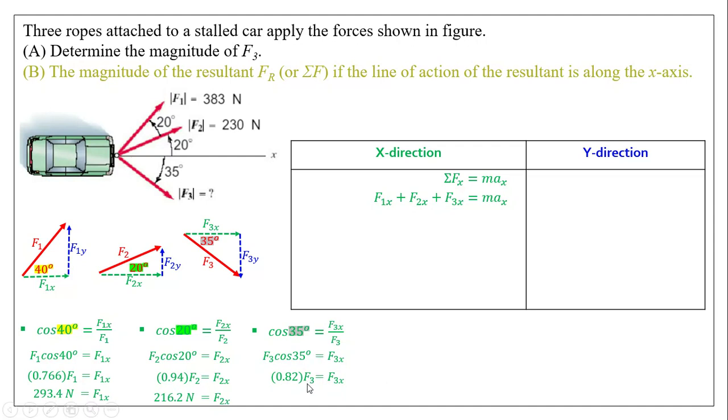I have two unknowns. I have an F3 that I don't know what it is. Therefore, because I don't know what F3 is, I cannot solve for F3x, which is fine. I'll leave it as is, okay? So it's okay to set things up, and if you run into a couple unknowns, don't panic. It's okay. Just think.